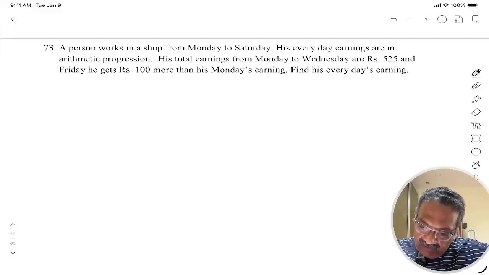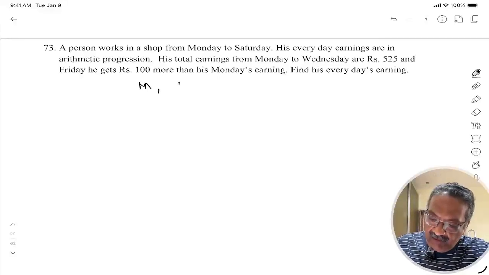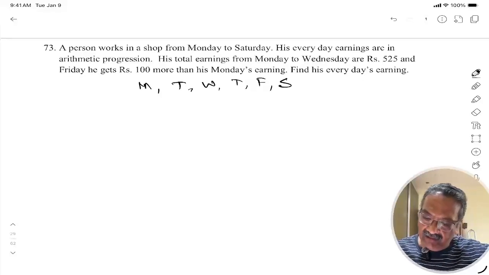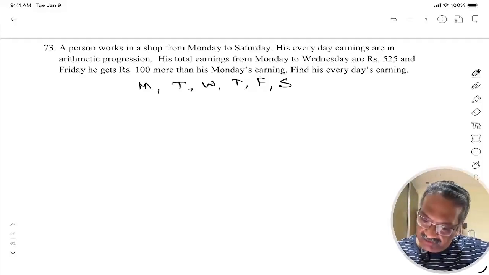A person works in a shop from Monday to Saturday. His everyday earnings are in arithmetic progression. So he works from Monday, Tuesday, Wednesday, Thursday, Friday, Saturday. Now his earnings are in arithmetic progression, meaning it keeps increasing each day. The first day 10 rupees, next 12 rupees, then 14, 16, 18 like that. It is in arithmetic progression.